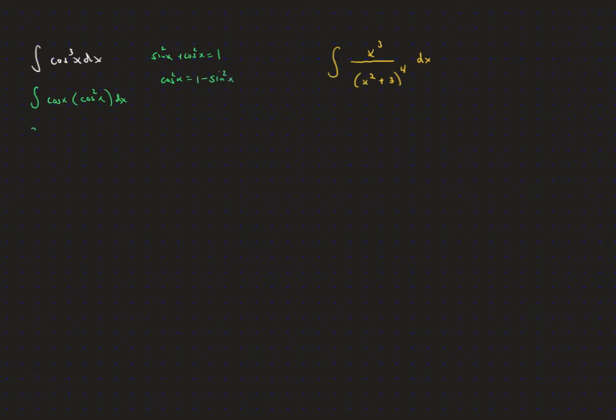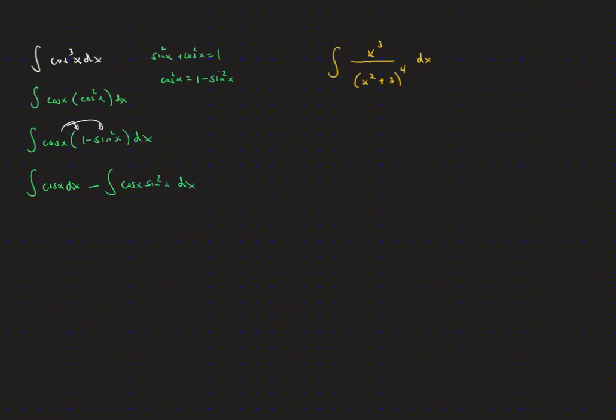So in this integral that wasn't going anywhere, we can replace the cosine squared by 1 minus sine squared x. Now this breaks everything loose. If we distribute that cosine x, we're going to get a cosine x, and then we'll get a minus cosine x times sine squared x dx.